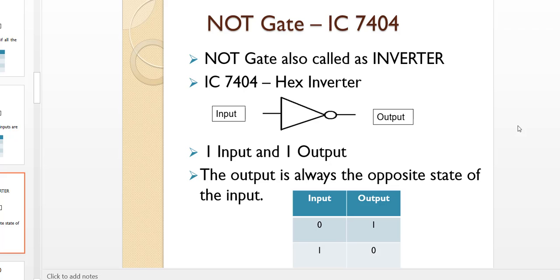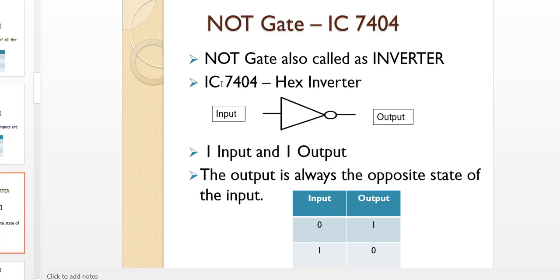Let's go for the third gate, NOT gate. This is the third type of basic gate, IC 7404. Practically, we are using this IC. IC stands for integrated circuit. 7404 stands for NOT gate. Now, what is a NOT gate? NOT gates are also called inverters. Please remember, NOT gates are also called inverters.